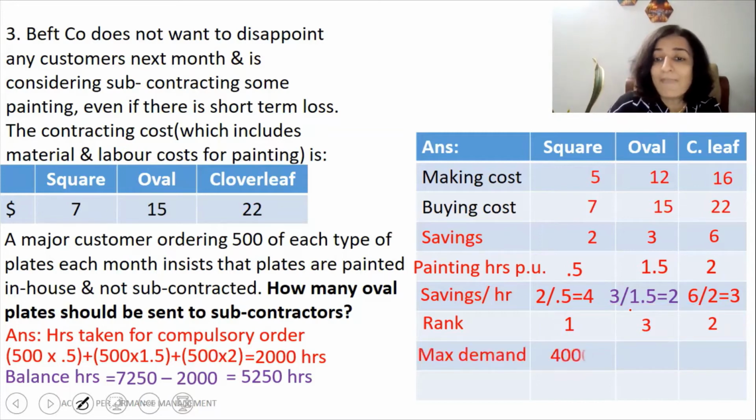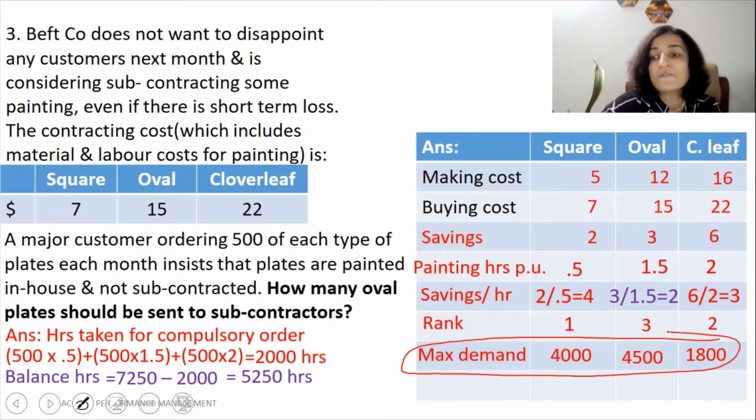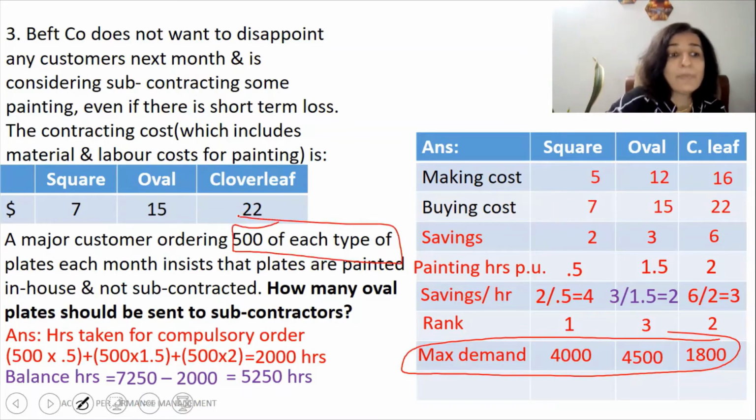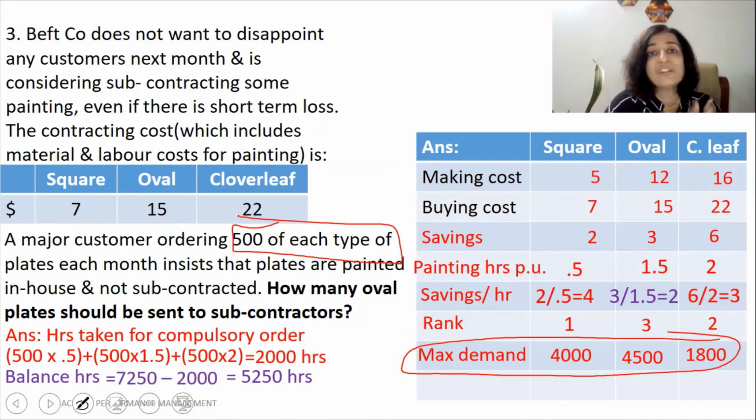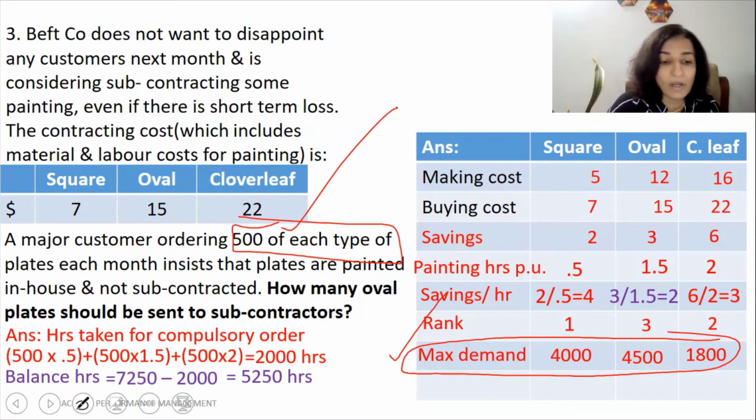So we know that the maximum demand for each product is 4,000, 4,500 and 1,800 units. This is something that is given specifically in the question, out of which 500 of each type of plate is for the major customer, for which we have already done the work. So from this maximum demand, we can reduce 500 from each type of plate. Why? Because we've already completed the painting work.